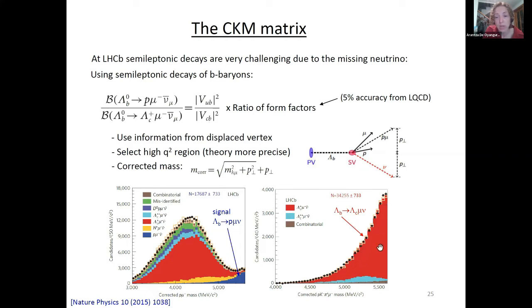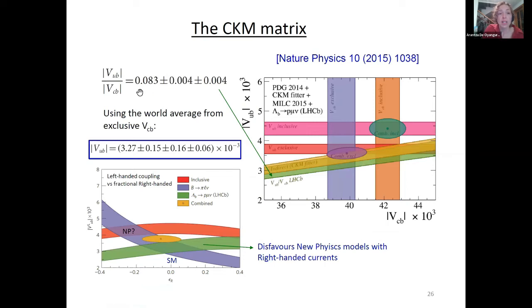So you have many more events here as compared to the number of events that you have in the b to u transition, and you can see how difficult it is. This is our signal as compared to the big amount that you have from charm and other decays. But even like that, it is possible to do it. And this was the result obtained for V_ub, using the world average for the exclusive V_cb, which you have seen has been very precise.